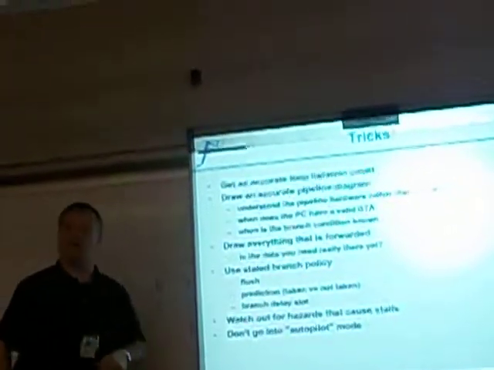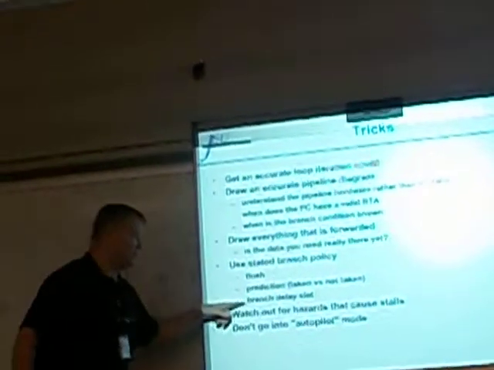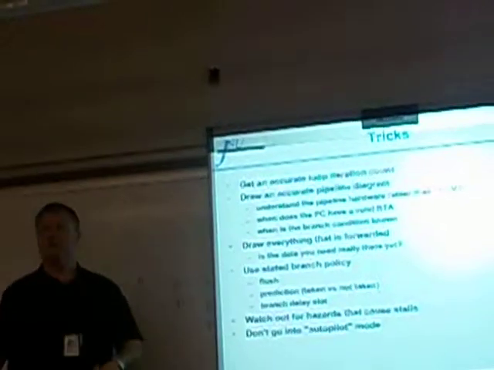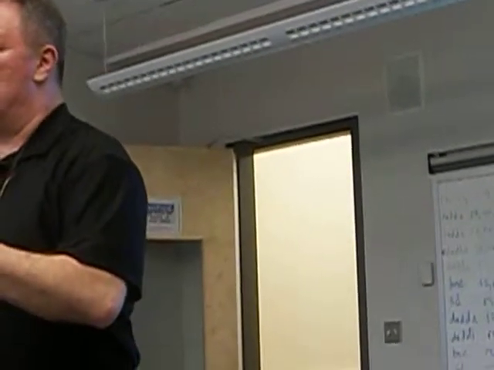Is it a flush policy? Is it a predict not taken policy? Does it use a branch delay slot? And then watch out for hazards that cause stalls. Okay? Sometimes, especially if you're using a spreadsheet, you start going fetch, decode, execute, memory, write back, fetch, decode, and you get in this autopilot mode where you're just going to go fetch and you miss something.